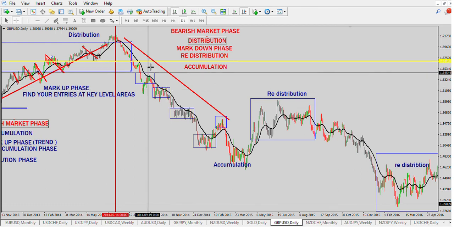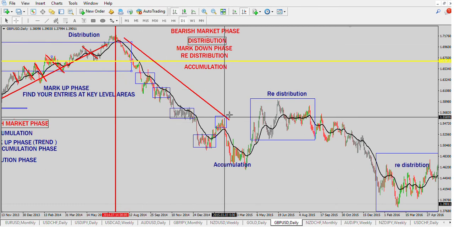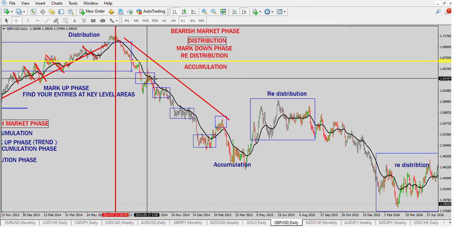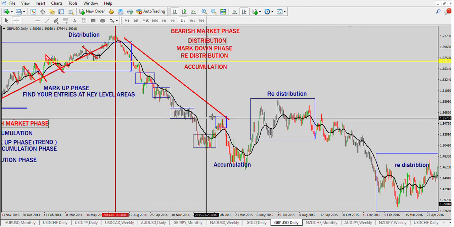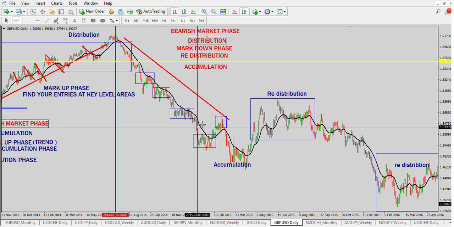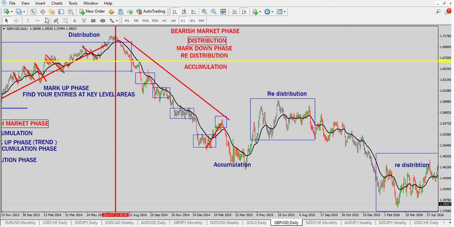Now the same thing from this zone where my arrow leads gets to our what? This is our markdown phase. And what happened? We can see our what? Redistribution levels, which they are what? Key market structure levels. They are key market structure levels. Now, this is an area of what? Redistribution. Area of distribution. Area of redistribution.